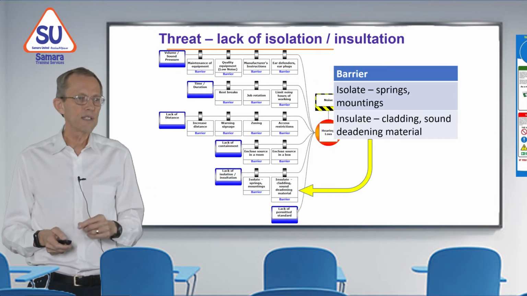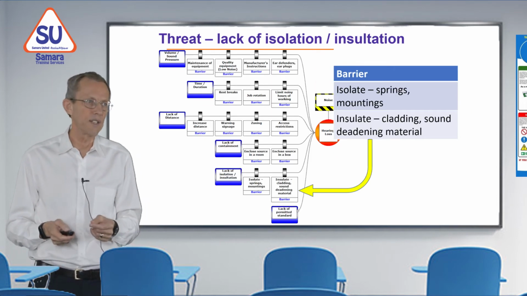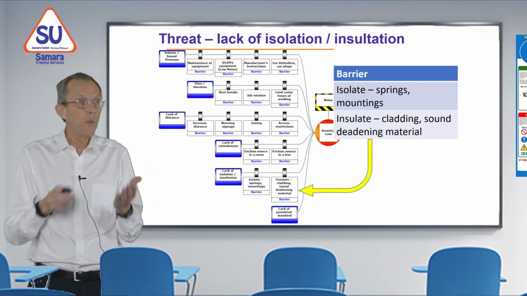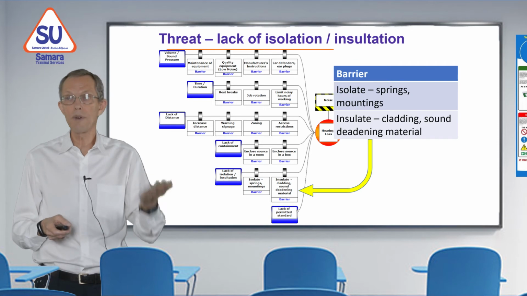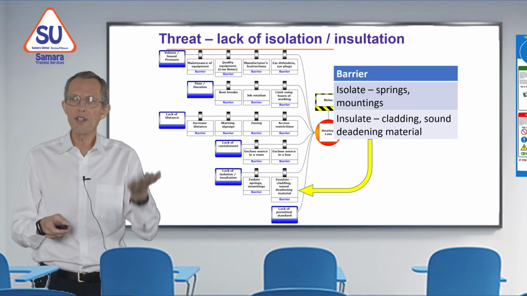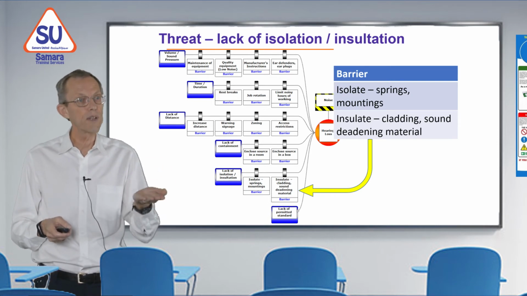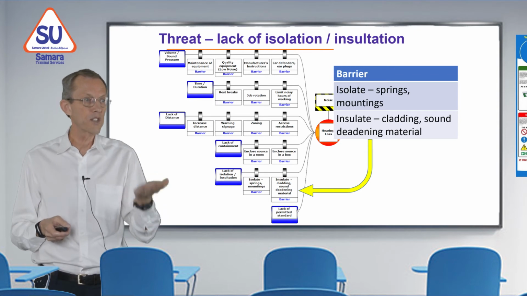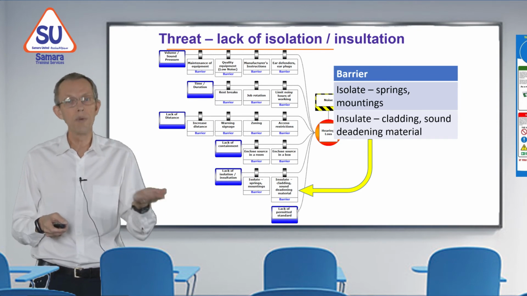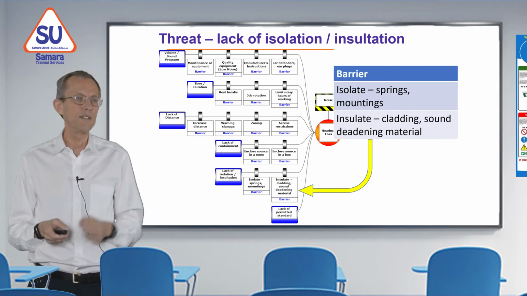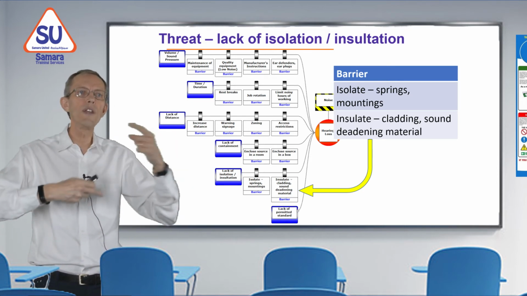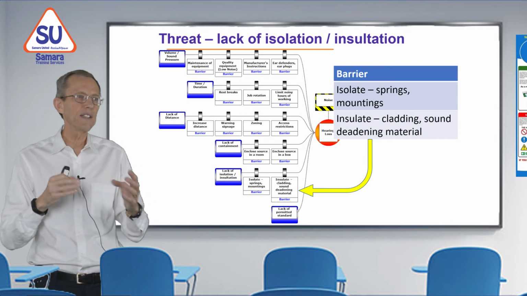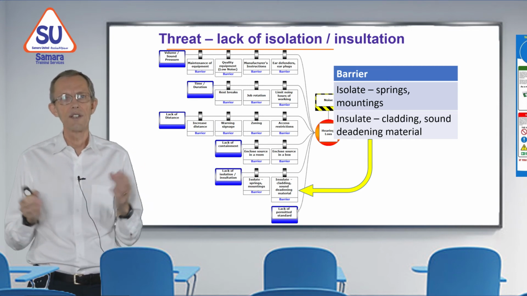The next one is lack of isolation or insulation. So what could we do? Well, we can put the noisy machine, let's say, on springs or rubber mountings, so that the vibration and the noise are not carried, because the springs or the mountings absorb that energy. Or we could insulate, we could wrap it with heavy cladding to deaden the sound, to make it quieter.